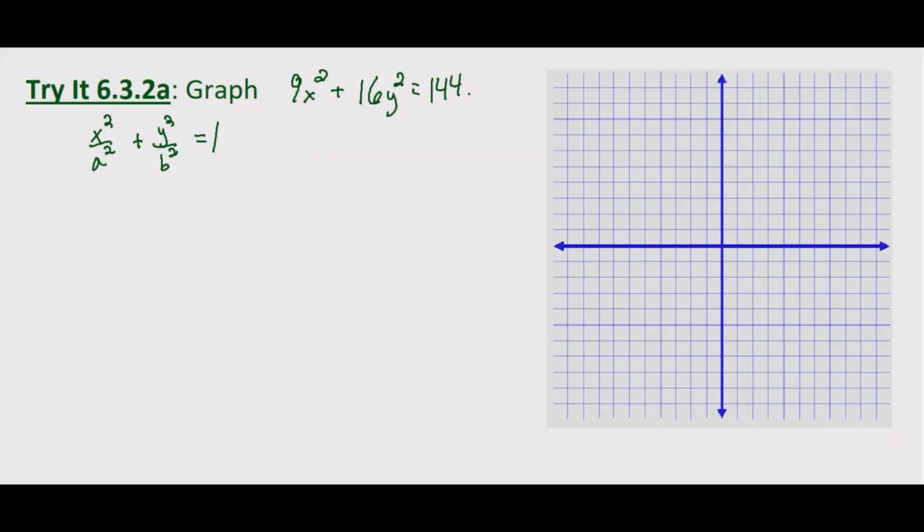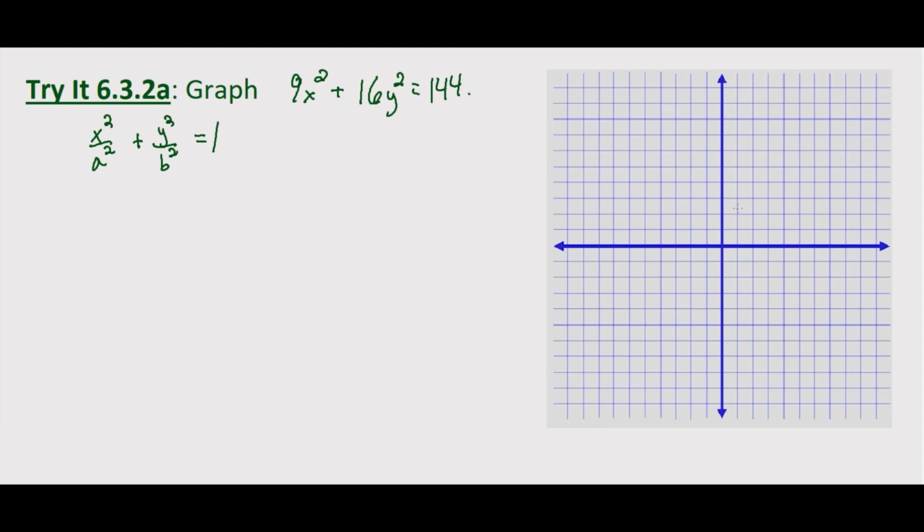So in this problem, we're asked to graph 9x squared plus 16y squared equals 144. We should recognize that because we have an x squared term and a y squared term, and they're being added, this does represent an ellipse. That said, in order to graph it and get our major and minor axis vertices, we need this form: x squared over a squared plus y squared over b squared equals 1. So how do we get from what we're given to that form?